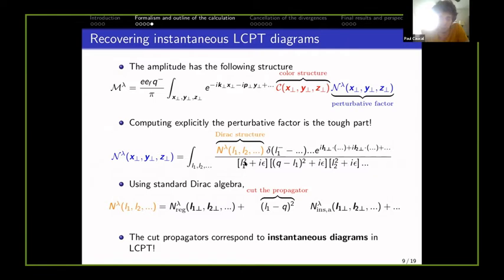Right now, I would like to say that by using standard Dirac algebra, it's possible to reorganize this orange Dirac structure by making some internal propagators appear in the numerator, which cancel the corresponding propagators in the denominator. And these contributions are exactly the instantaneous contributions which appear in the LCPT framework. So by working out explicitly the Dirac algebra, it's possible to have a one-to-one correspondence between the covariant formalism and the LCPT formalism.